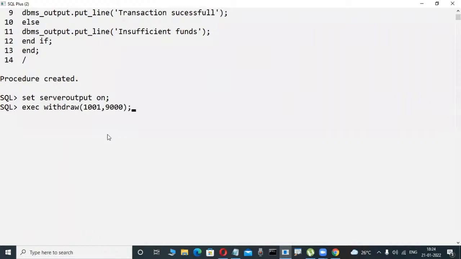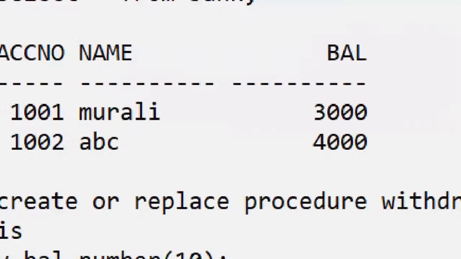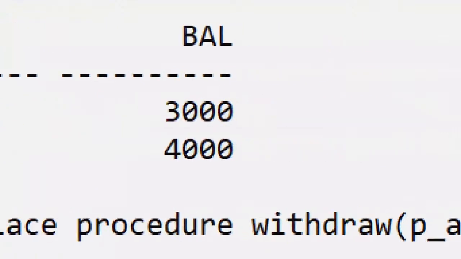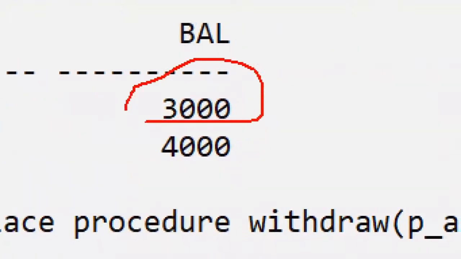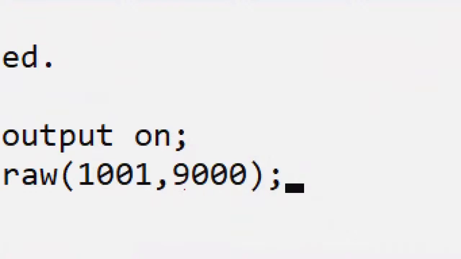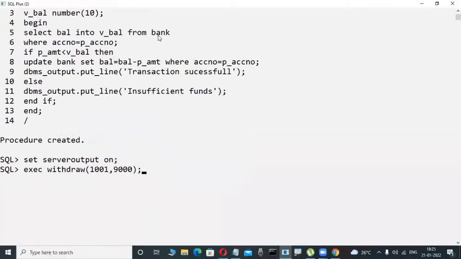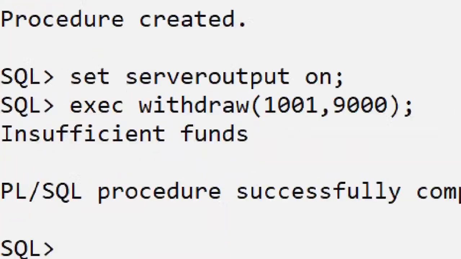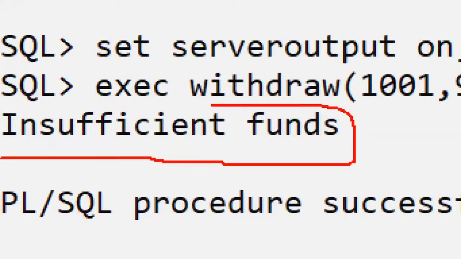Observe here, slowly, in this table. Scenario: observe the logic. 1001 is my account number, Murali is my name. My balance now is how much? 3,000. In my table, 3,000 is the current balance. My account number is 1001, but I try to withdraw 9,000, because I'm writing this program. Whenever I try to withdraw 9,000, is it possible? No. So now it will give a message: insufficient funds.